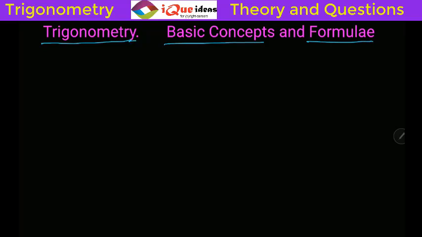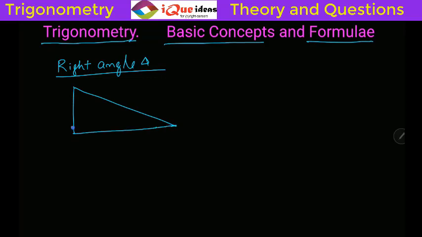Okay, first of all, let's try and understand a right angle triangle. When we say a right angle triangle, what we mean is the triangle in which one angle is 90 degree. Let's say this angle is theta. Let's give them some names also, A, B, C as sides, right?